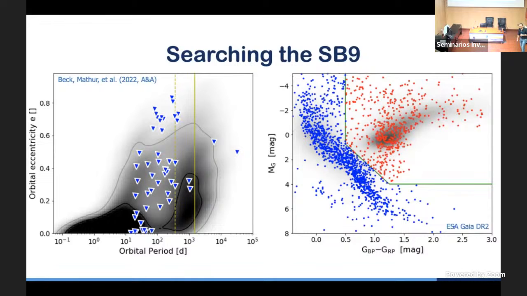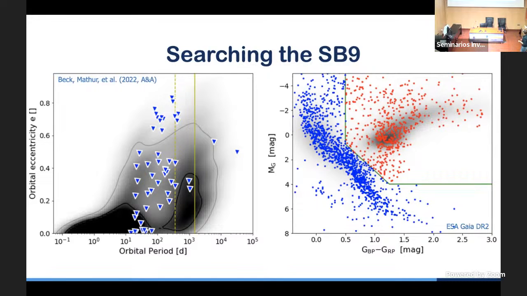Now, I used the 9th catalog of binary orbits in combination with Gaia DR2 to simply search. Okay, let's turn the strategy around. We know we have binaries. Now let's search which ones are red giants, and then with TESS, every brighter star has been observed. Let's search if we can find oscillations.